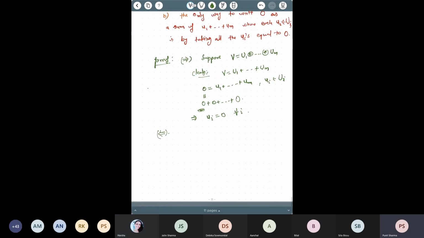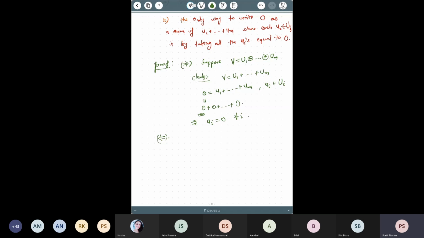So let me write what you are saying. You want to prove it by contradiction, so let us suppose there exists a vector v such that v has two representations. So let's say u1, u2, and up to um, and it can also be written as v1, v2, and so on up to vm, where these ui and vi belong to capital Ui for each i, right?